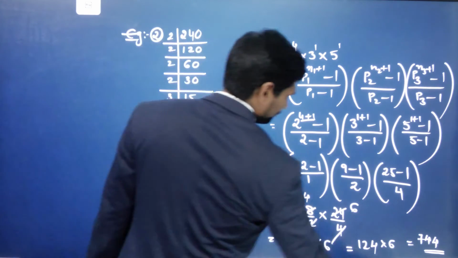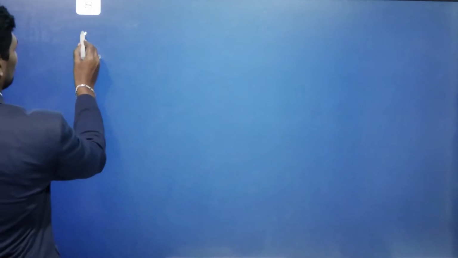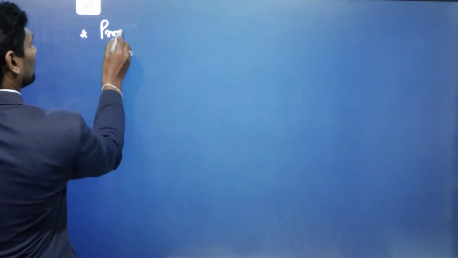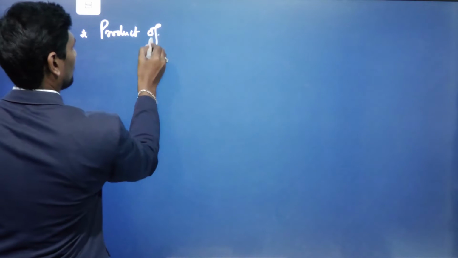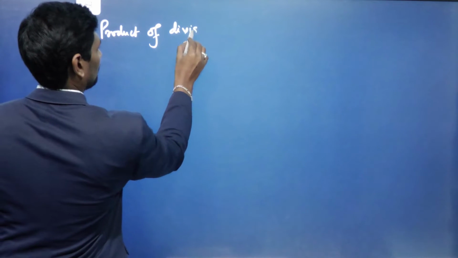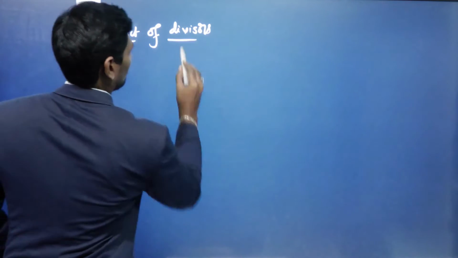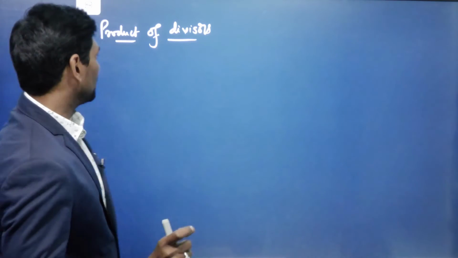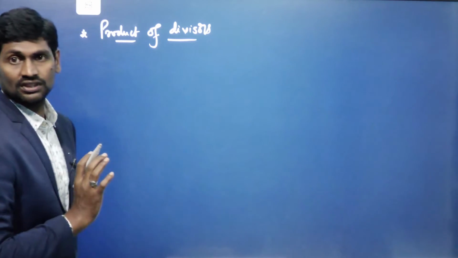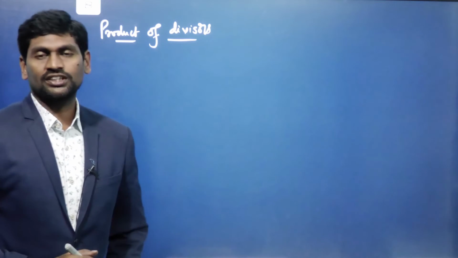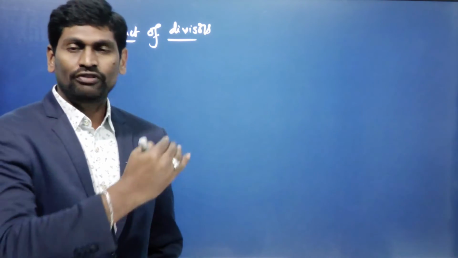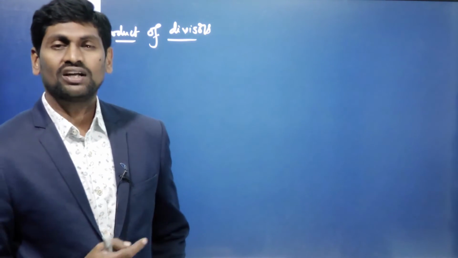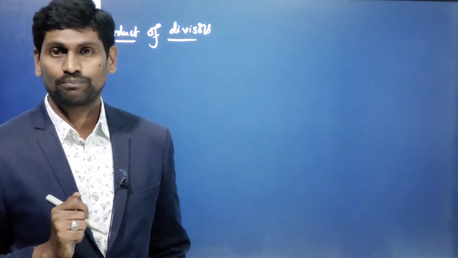Okay, next. So that is the concept of sum of divisors. Now let us go to the product of divisors. Product means what? Product means the result you get after the multiplication, right? The result of multiplication. So product of divisors of a composite number. That means we need to find all the factors of a composite number and we should multiply them.